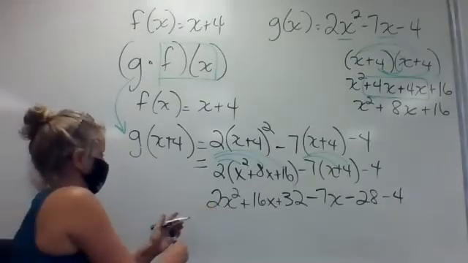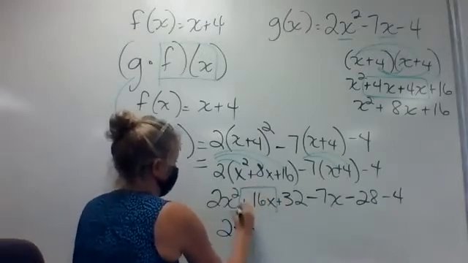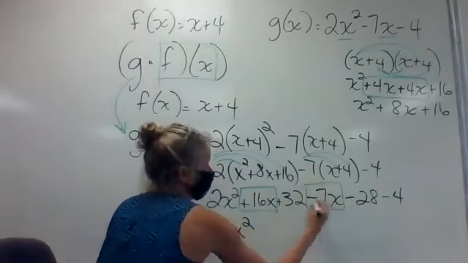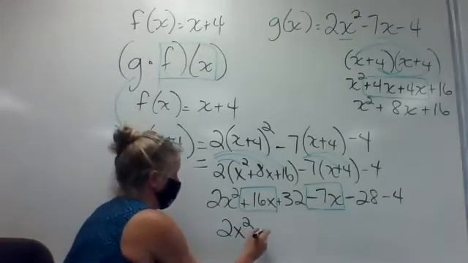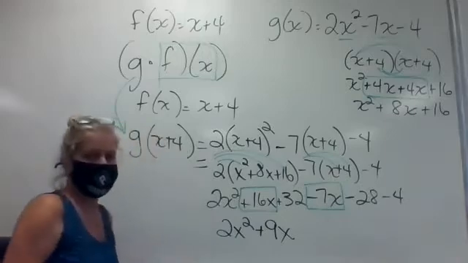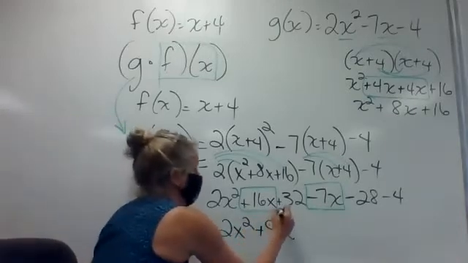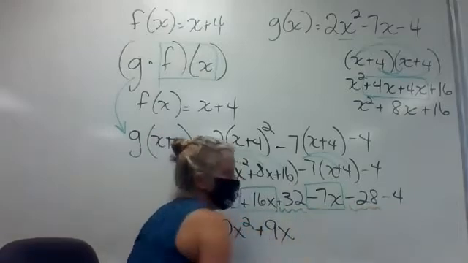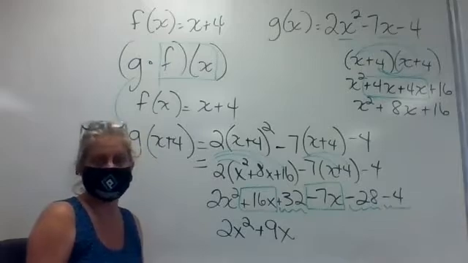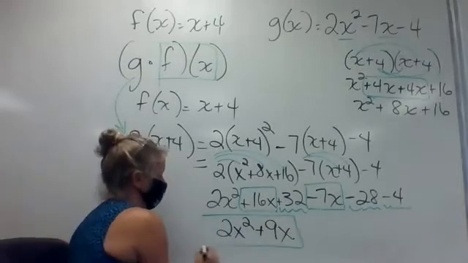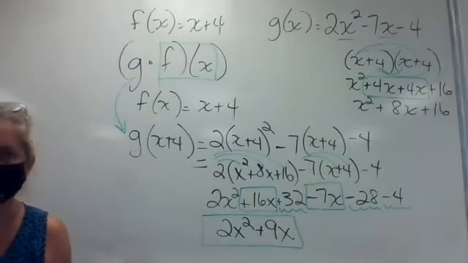This is my only squared term, so I'll just bring it down. I can put this x and this x in the same basket. So 16 minus 7, I actually have 9 x's. And when you put the rest together, they're going to zero out, right? Because you've got 32 minus 28, which is 4. But then you have minus 4. So that's just gone. So all you're left with is this, 2x squared plus 9x.